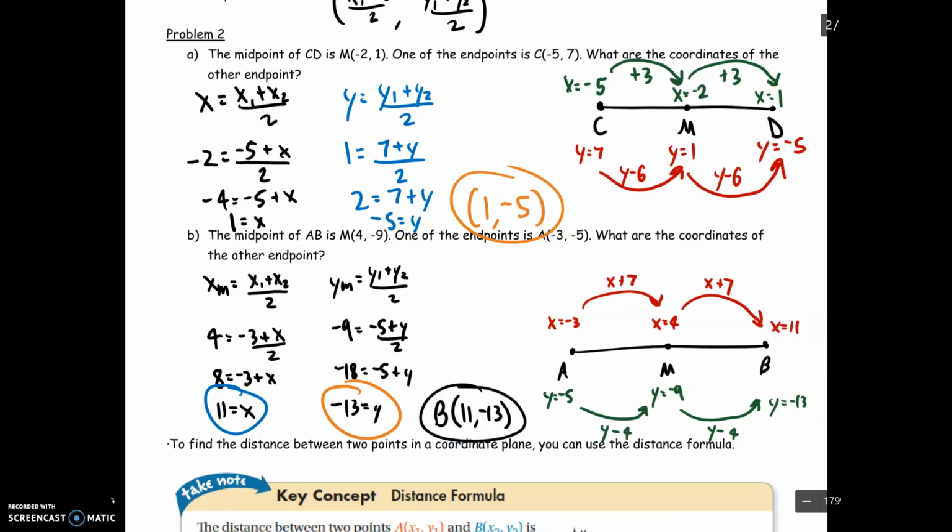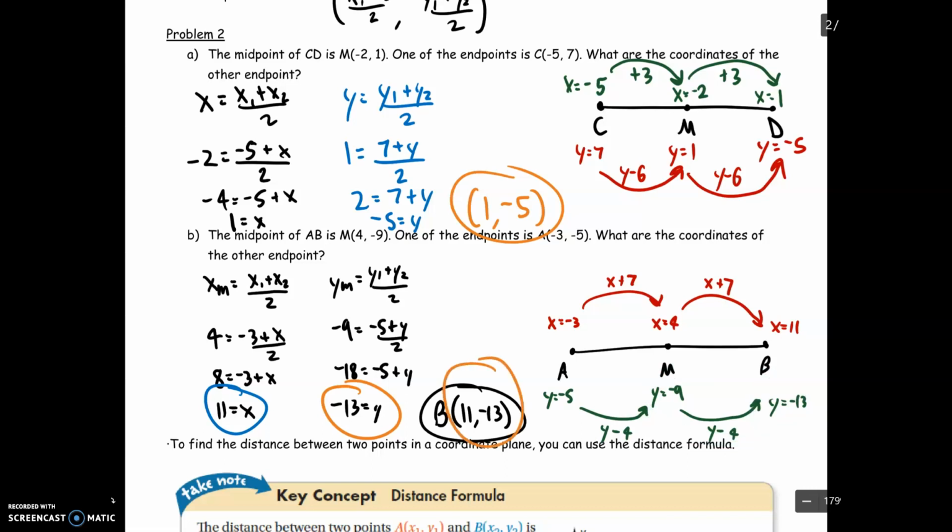If I do the same thing with the Y's, it works out pretty much the same way. I know the endpoint, I know the midpoint. I just need to know how to continue that process to get to the other half. So if I start at -5 and I want to get to -9, I do that by subtracting 4. And if I repeat that to get to the other half of my segment, -9 minus 4 more does bring me to -13.